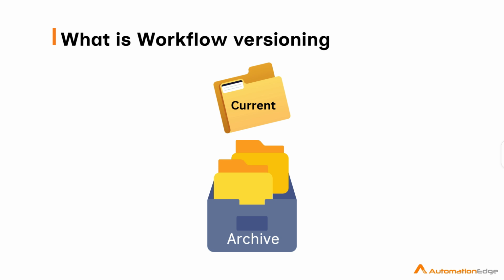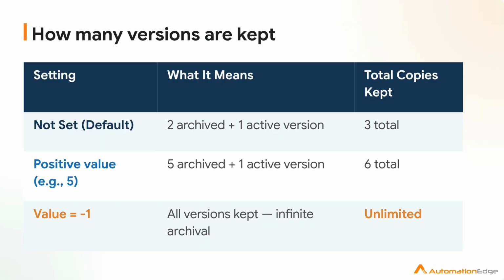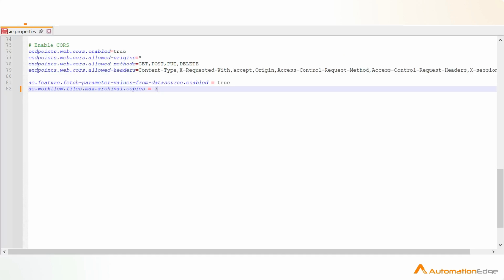Now, how many versions does AutomationEdge keep? That's actually configurable, and here's where it gets interesting. AutomationEdge Server Administrator can set the number of archived versions using a property called AE.Workflow.files.max.archival.copies in the AE.properties file, as you can see on the screen.